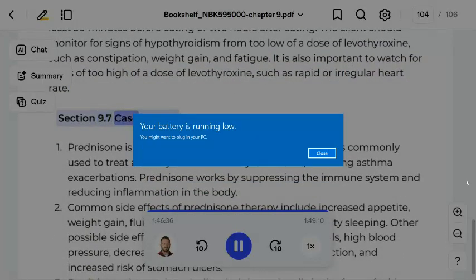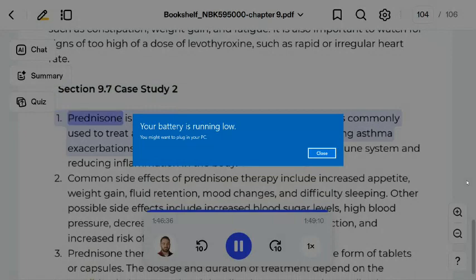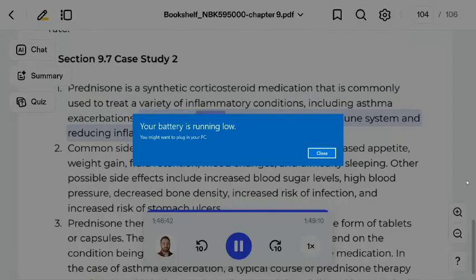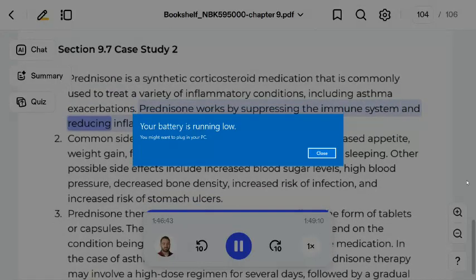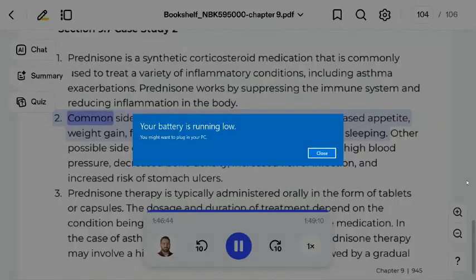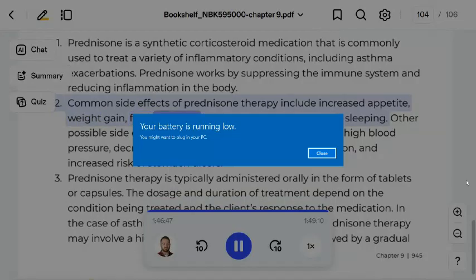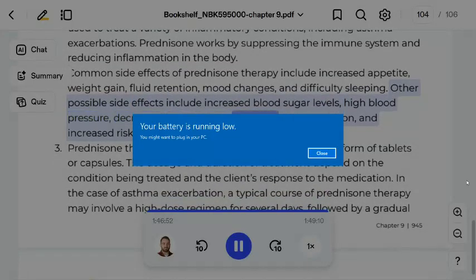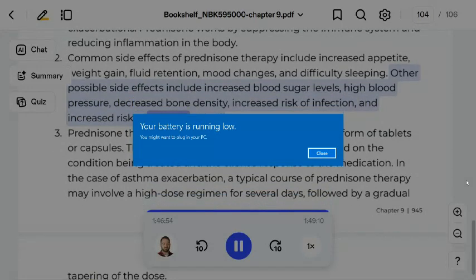Section 9.7 Case Study 2. 1. Prednisone is a synthetic corticosteroid medication that is commonly used to treat a variety of inflammatory conditions, including asthma exacerbations. Prednisone works by suppressing the immune system and reducing inflammation in the body. 2. Common side effects of prednisone therapy include increased appetite, weight gain, fluid retention, mood changes, and difficulty sleeping. Other possible side effects include increased blood sugar levels, high blood pressure, decreased bone density, increased risk of infection, and increased risk of stomach ulcers.